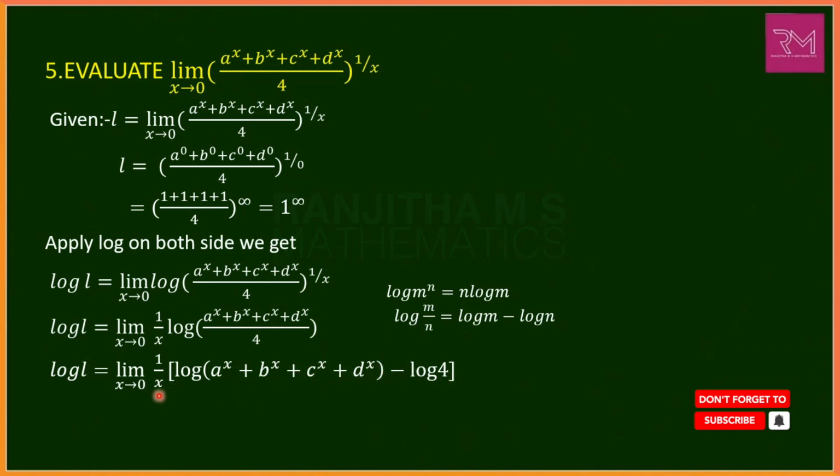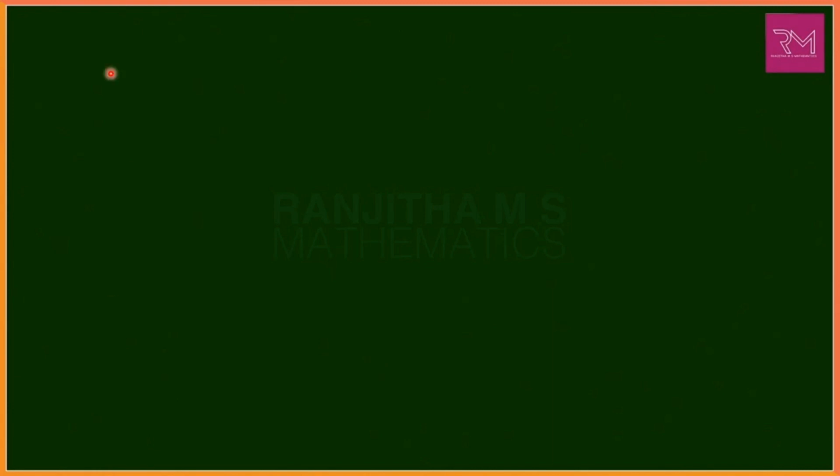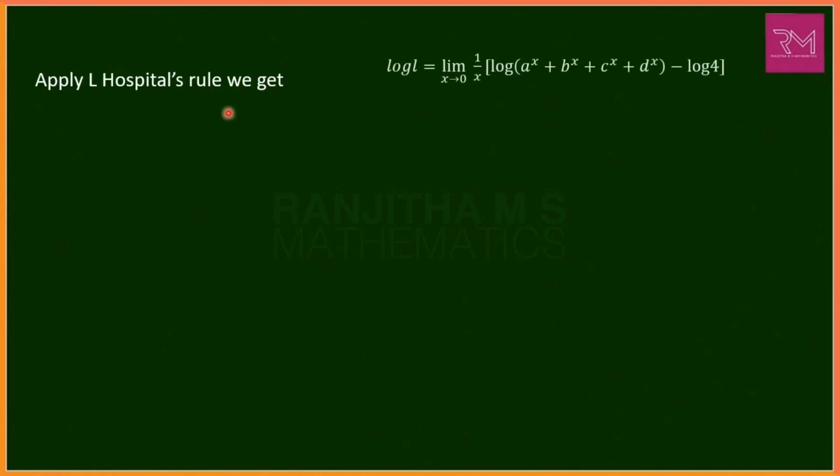In the next step, we can substitute x as 0. We get log of a power 0 plus b power 0 plus c power 0 plus d power 0. That becomes log 4 minus log 4. That becomes 0 divided by, here substitute x value as 0. We get the equation of the form 0 by 0 form. If you obtain the equation of the form 0 by 0, you have to apply L'Hospital rule. Apply L'Hospital rule for this.